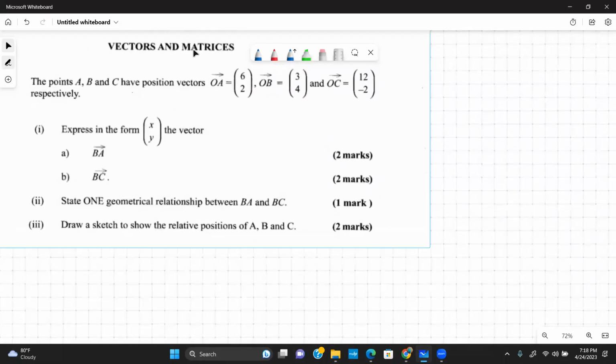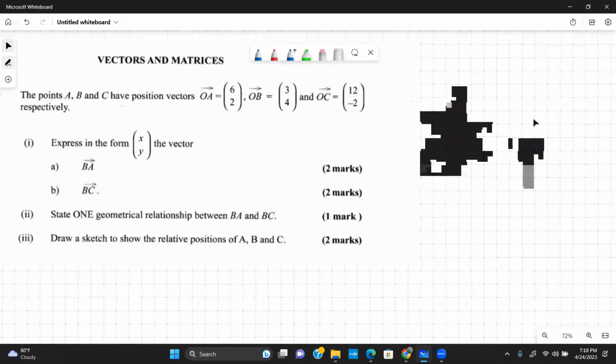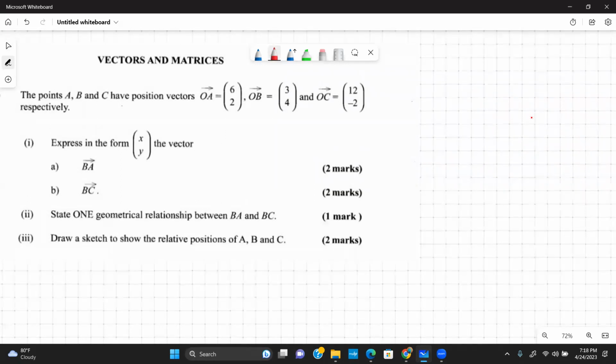So you see the title for number 10, vector and matrices. They're tied together because vectors is in a matrix format a lot of the time. All right. So this is number 10. It was number 11 a few years ago. All right, let's go. This one says the points A, B, and C have position vectors. They love to use position vectors. OA, so the arrows move from O to A, 6, 2. OB, OC. So you're told all of that info. Express in the form X, Y, the vector.